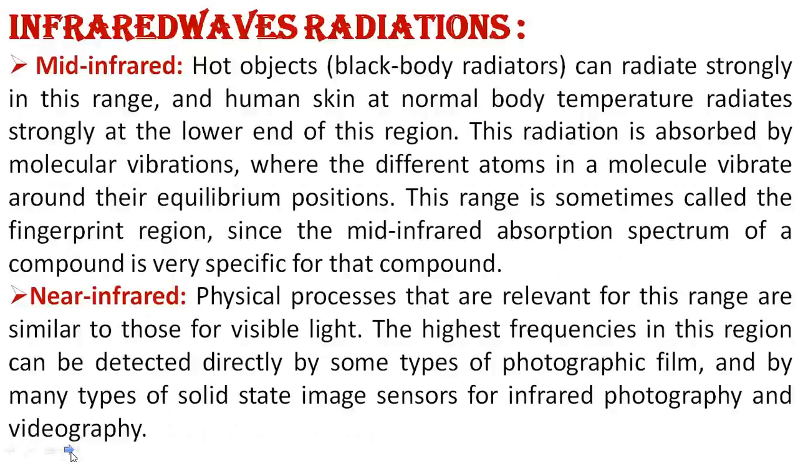Second one is the mid infrared. Hot objects, that is black body radiators, can radiate strongly in this range, and human skin at normal body temperature radiates strongly at the lower end of this range. This radiation is absorbed by molecular vibration, where the different atoms in a molecule vibrate around their equilibrium position. This range is sometimes called the fingerprint region, since the mid-infrared absorption spectrum of a compound is very specific for that compound.